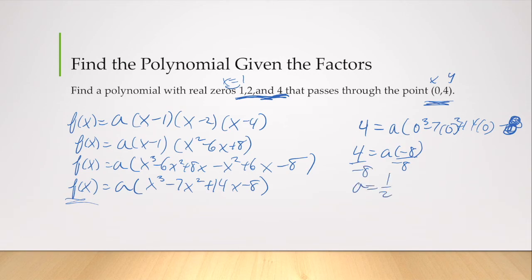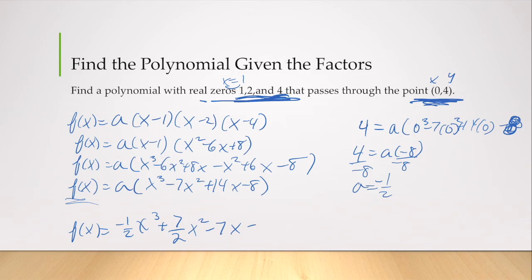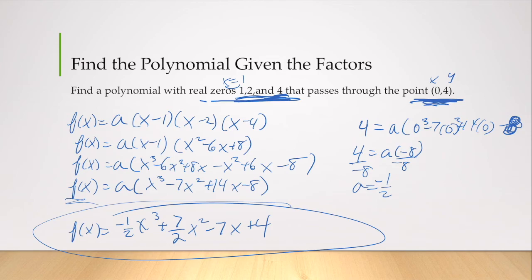So to meet the criteria of being a polynomial with these three real zeros that passes through this point, my leading coefficient would be negative 1/2. So I would have f of x equals negative 1/2 x cubed plus 7 halves x squared minus 7x plus 4. This would be our polynomial.